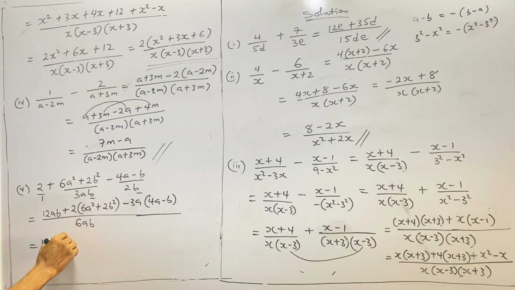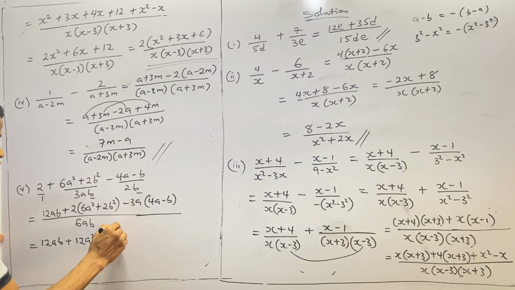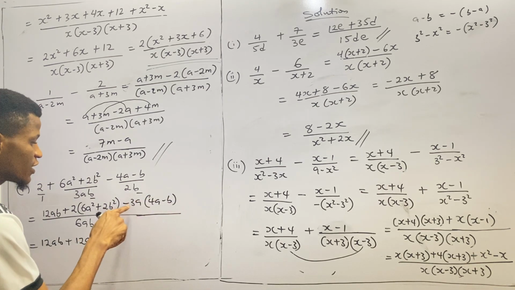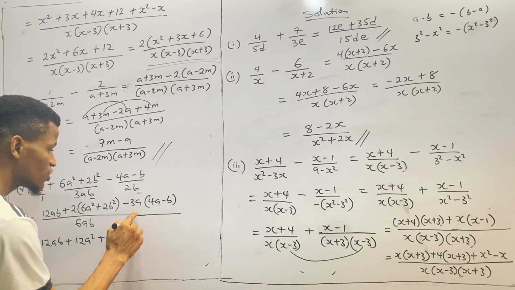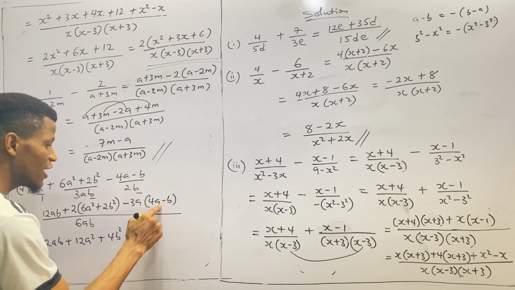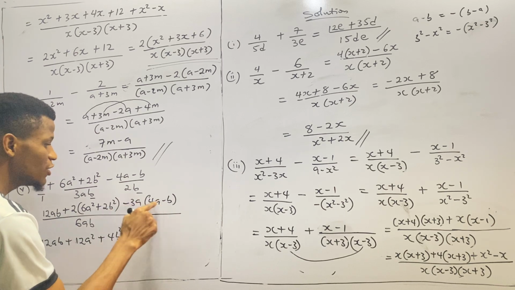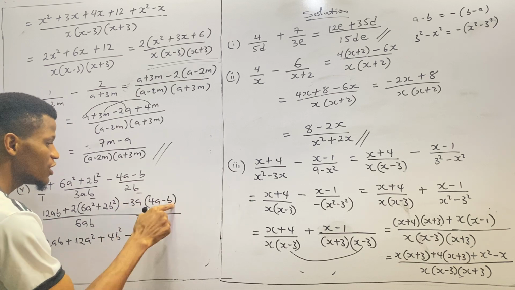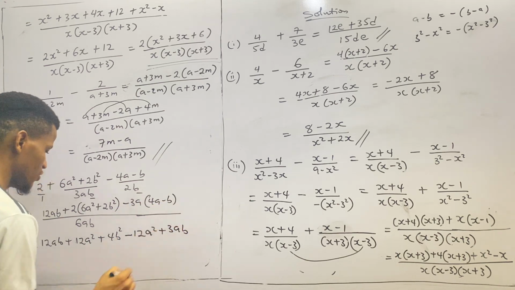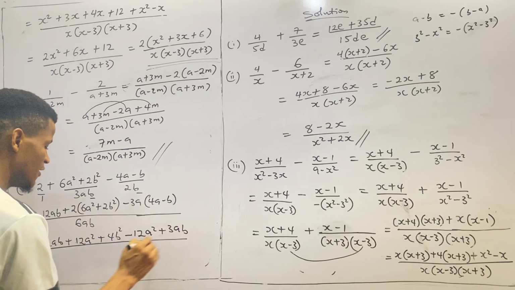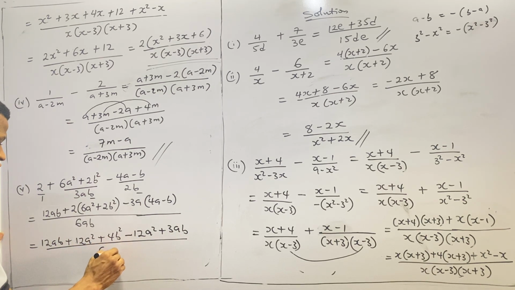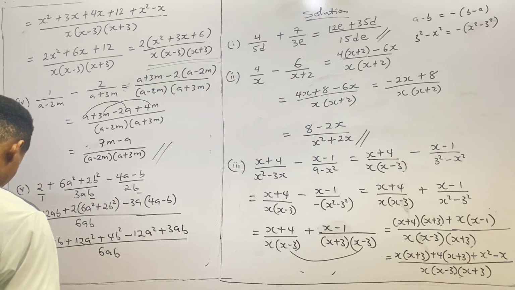So if we continue, we have 12ab plus open bracket 6 times 2, 2 times 6 is 12. So we have 12a square. Plus is still plus. 2 times 2 is 4. So it's 4b square. Right? Open a bracket here. Minus times plus is minus. 3 times 4 is 12. a times a is what? a square. Minus times minus is plus. 3a times b is 3ab. All right? So all over 6ab.